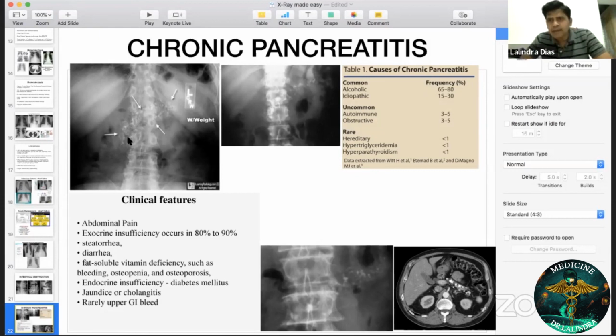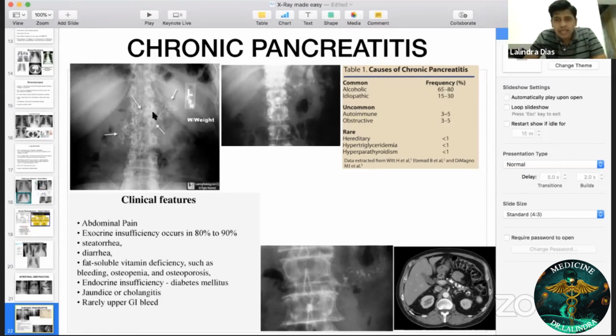That is your pancreas. So those are what we call pancreatic calcifications. So this is a calcified pancreas. Why do you get a calcified pancreas? That is when you get chronic pancreatitis, not acute pancreatitis, but chronic pancreatitis. So when you get chronic pancreatitis, you can get this calcified pancreas.